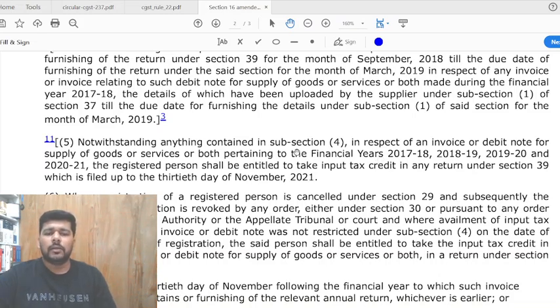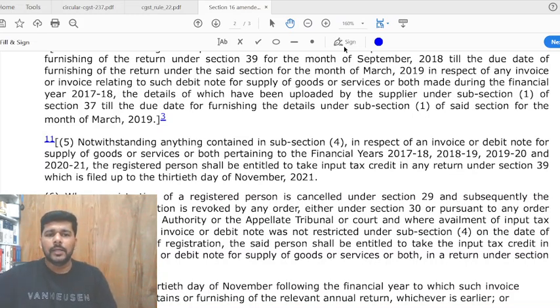But what they are saying is that notwithstanding anything contained in 16(4), for any invoice or a debit note for the period financial year 2017-18 till March 2021, the registered person shall be entitled to the input tax credit in any return under section 39 which is filed up to 30th day of November 2021. So you can say that there is a comprehensive relief which has been given on a very large basis, because this is going to help the taxpayer prove his innocence, and the credibility of the credit is now going to be restored, which was probably getting tarnished as bad because he had filed the returns late. So this is what section 16 subsection 5 is trying to introduce.